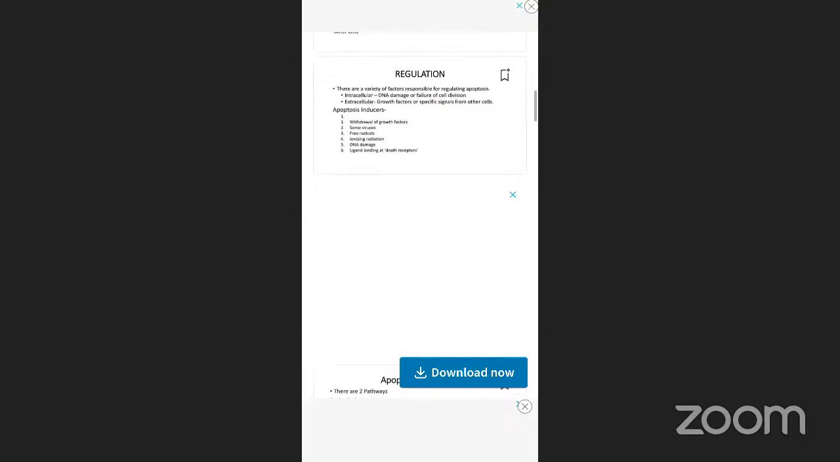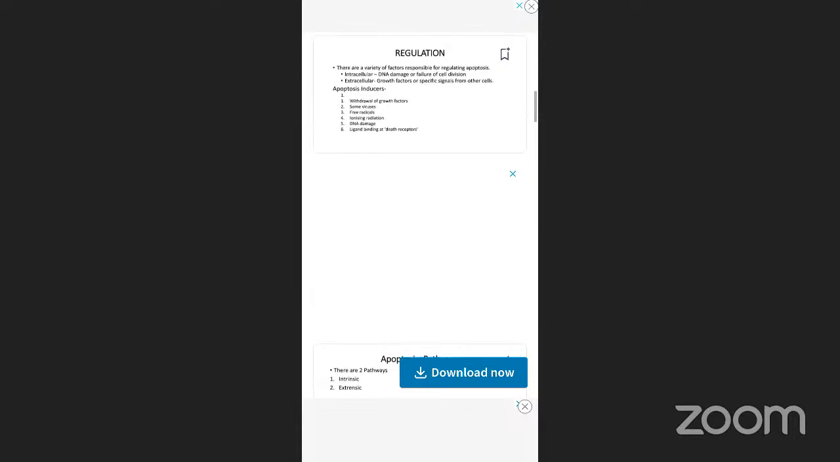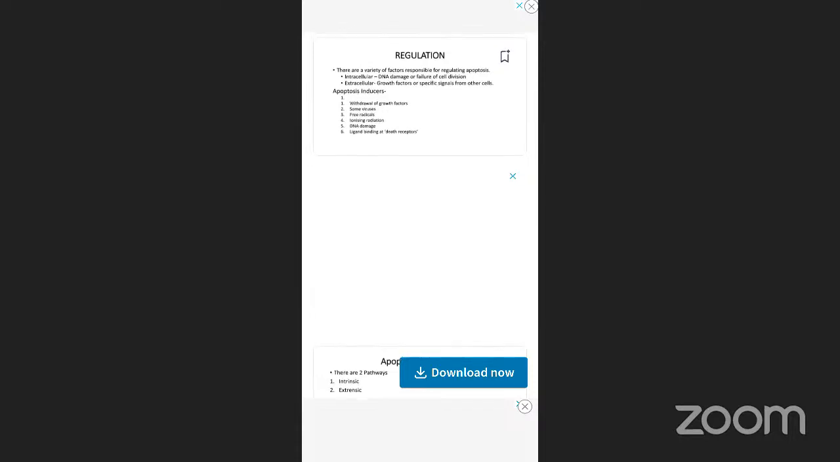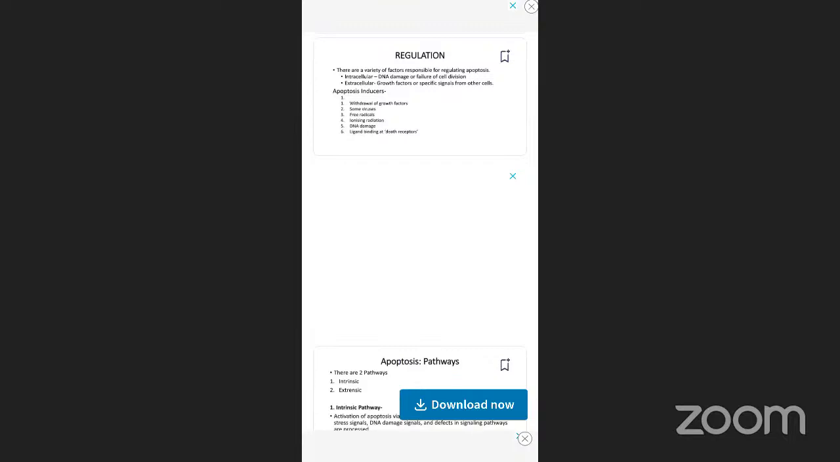In regulation, there are a variety of factors responsible for regulating apoptosis, intracellular and extracellular. Intracellular means DNA damage or failure of cell division. Extracellular means growth factors, which are specific signals from other cells. Apoptosis inducers include withdrawal of growth factors, some viruses, free radicals, ionizing radiation, and DNA damage. These are all inducers. Another is ligand binding to death receptors.